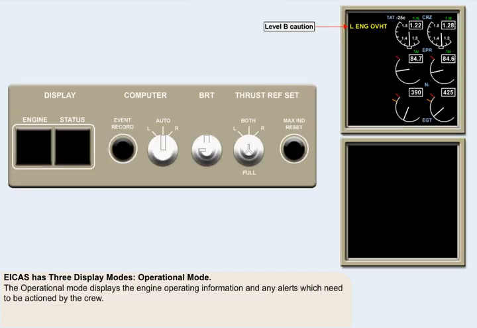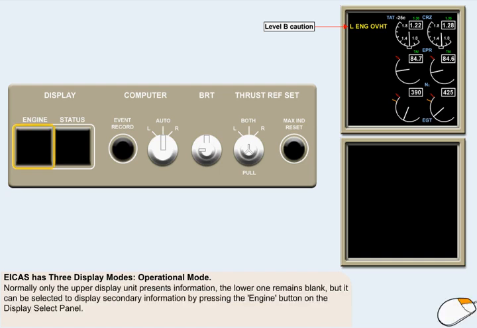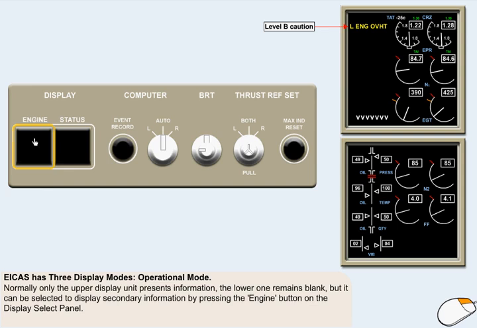The operational mode displays the engine operating information and any alerts which are required to be actioned by the crew. Normally, only the upper display unit presents information. The lower one remains blank, but it can be selected to display secondary information as and when required by pressing the Engine button on the Display Select panel. Use your mouse to press the Engine button on the Display Select panel to see secondary information being shown on the bottom screen.